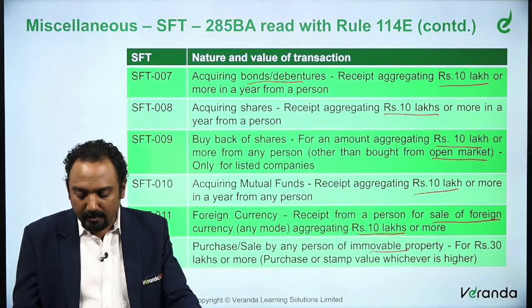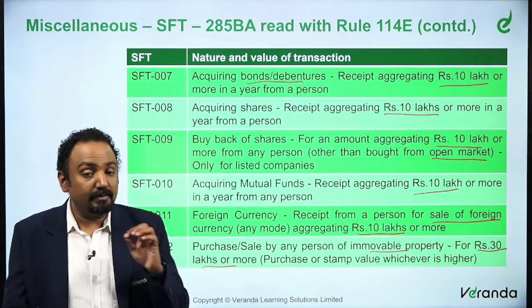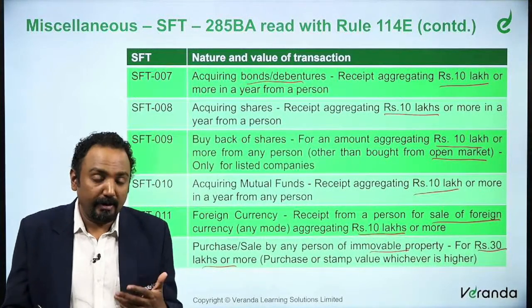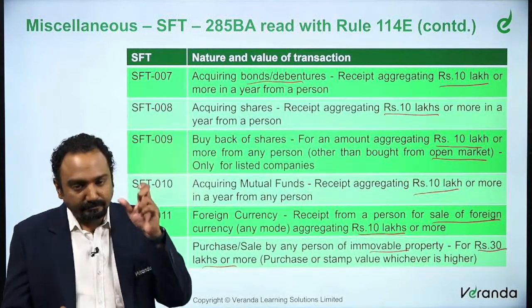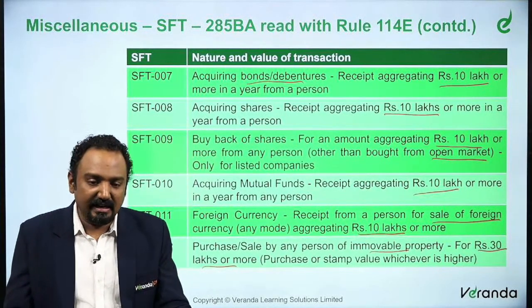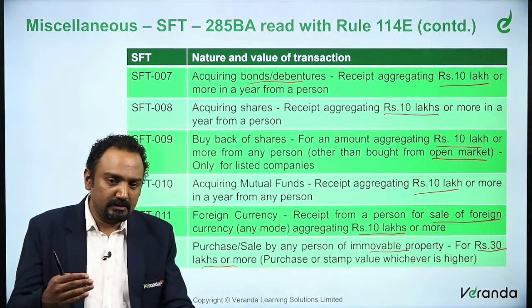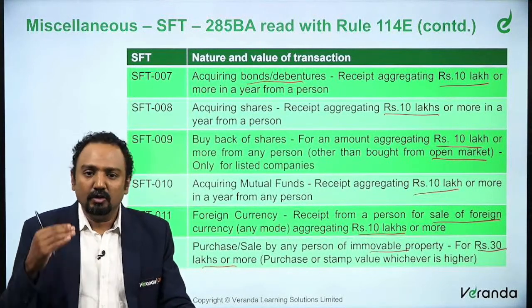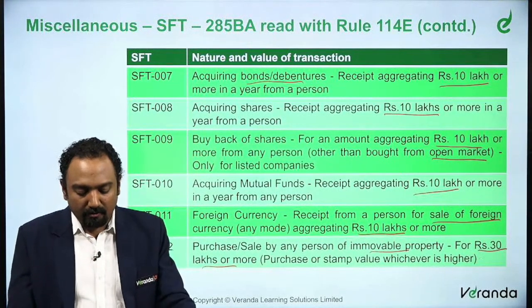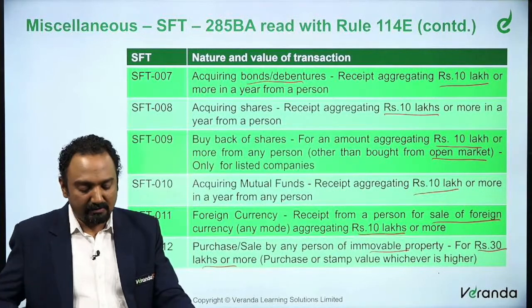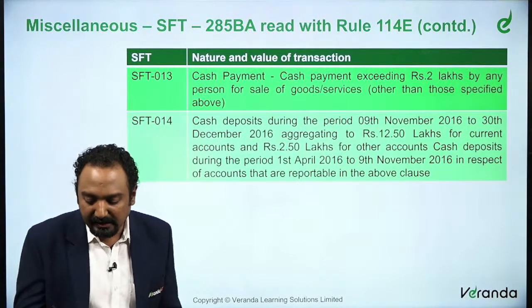Then any immovable property for 30 lakhs or more. So, that is also there. It need not be the purchase value alone. If the stamp value is higher, that only has to be considered. So, it is purchase or stamp value, whichever is higher. If such value exceeds 30 lakhs, either it could be purchase or it could be sales. So, both of these are covered. So, purchase or sale by any person of immovable property for 30 lakhs or more is covered in SFT 12. Then you have 2 more transactions. The 13th is again cash payment.